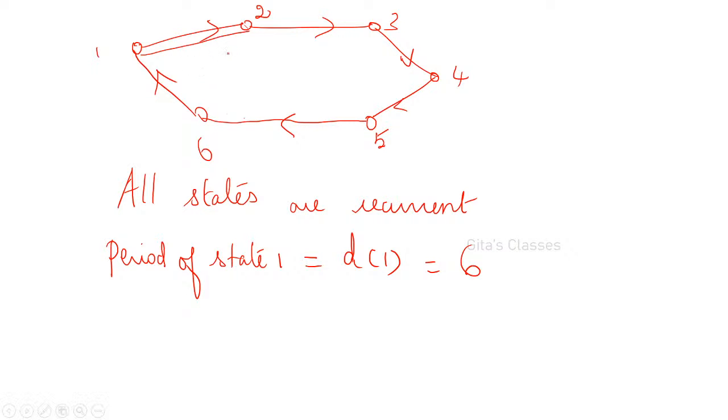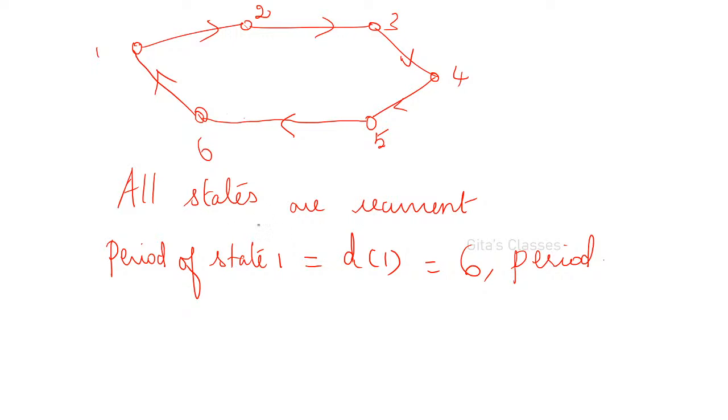From 1 you go to 2, from 2 to 3, from 3 to 4, from 4 to 5 and so on. From 6 you have to come back to 1 only. There is no other path; only a unique path is available. Yes, it is periodic, with period 6. 6 is called the period. That's all. If it is 1, it is aperiodic. Otherwise it is periodic, and here 6 is the period.